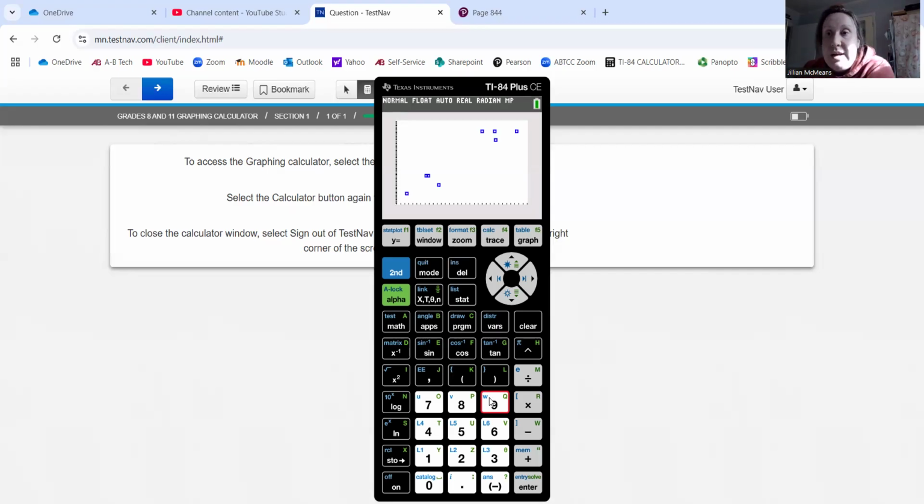Okay, so right here, again, it looks like there's a strong positive correlation between weight and calorie count for these candy bars. Okay, so now let's calculate. Let's figure out r, and we're going to figure out the equation for the line of best fit.